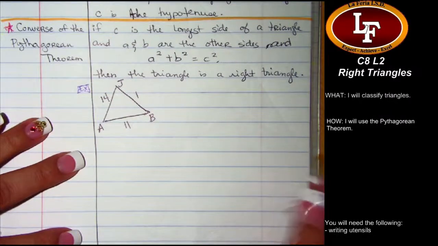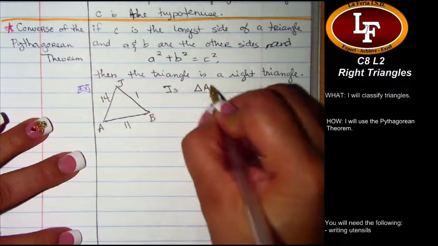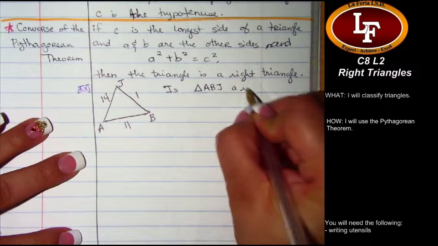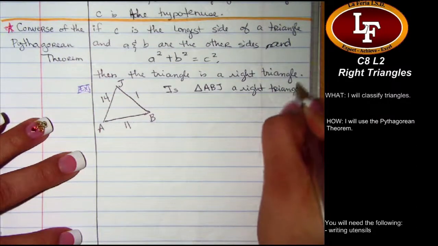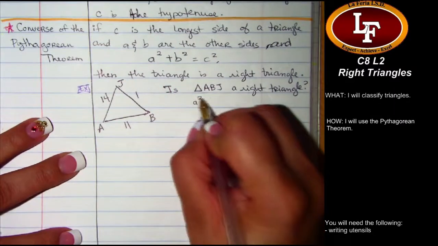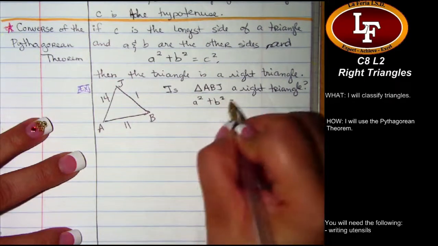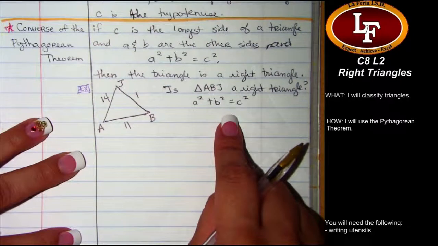All right. And the question is, is triangle ABJ a right triangle? Some say yes, some say no. There's only one way to find out. Go into the Pythagorean Theorem and see if we get a true statement out at the end.